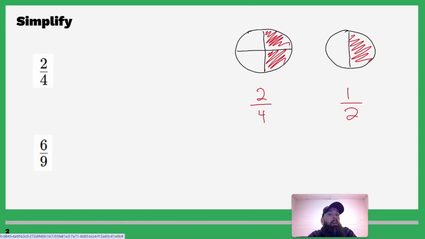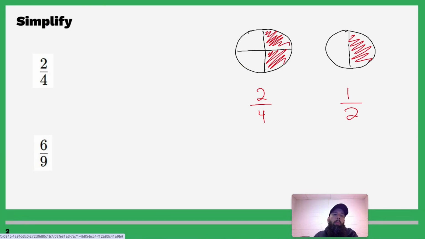We learned this in our equivalent fractions video, if you watched that. We can rewrite 2/4 as 1/2 or 1/2 as 2/4, whatever you want. So what we need to do is learn how to look at our numbers and see if we can make them smaller.